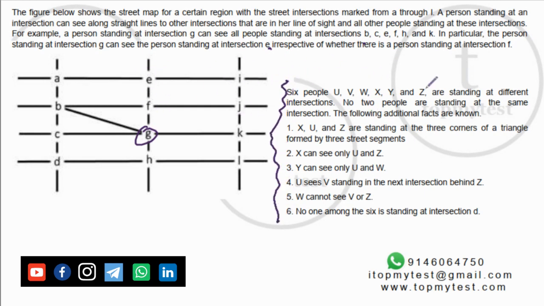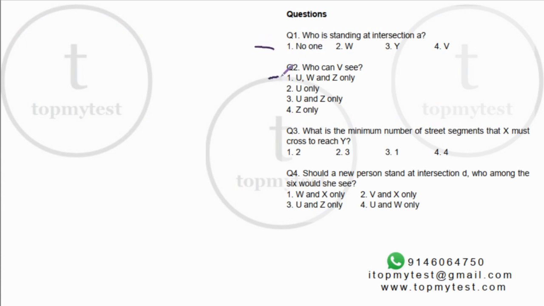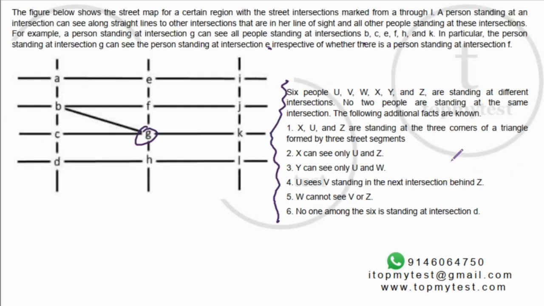6 people are standing, right? No 2 people are standing in the same intersection, and so on. And the questions are: who is standing, who can see V, what is the minimum number, what should a new person be standing at D. Okay, so there is no person standing at D, right? That's a 6th statement. So let's try to fit these things and see what comes out.